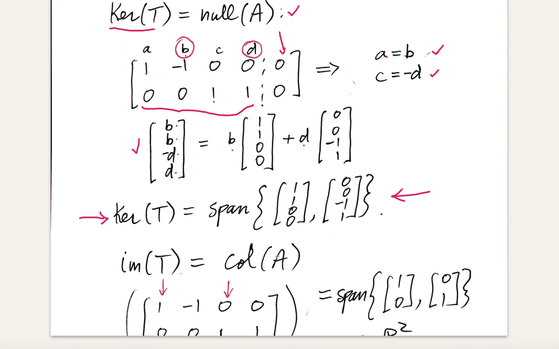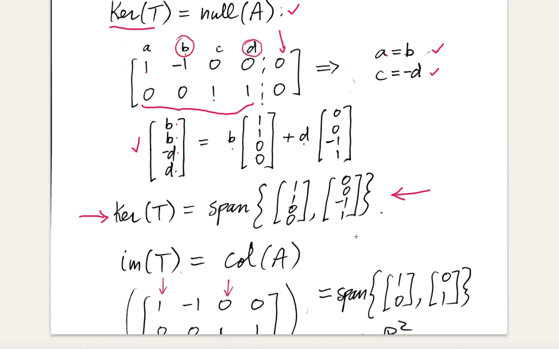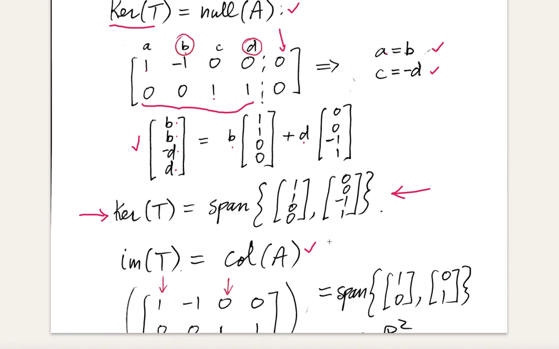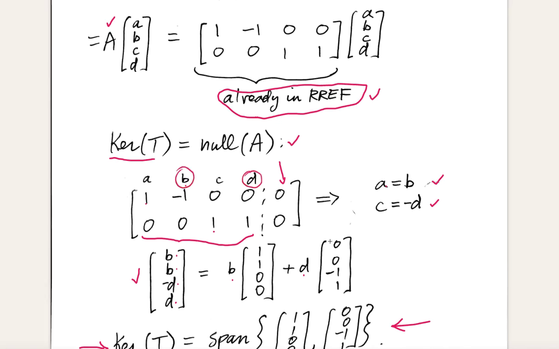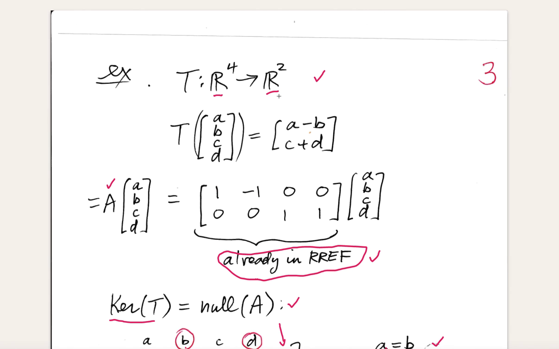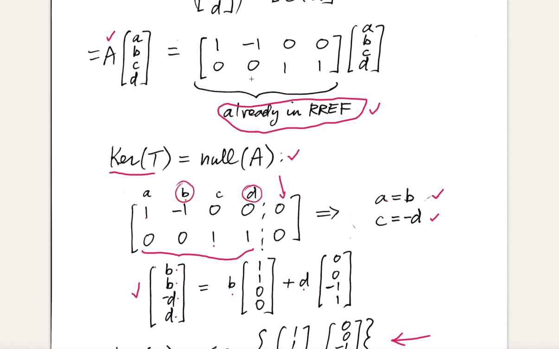Now let's talk about the image of T. The image of T is actually going to be the same as the column space of A. Remember, the image of T is the set of all vectors you would get out of this. So that would be a subspace, we said, of R squared. Now it might be the whole space. Maybe this is onto. That was my comment before.